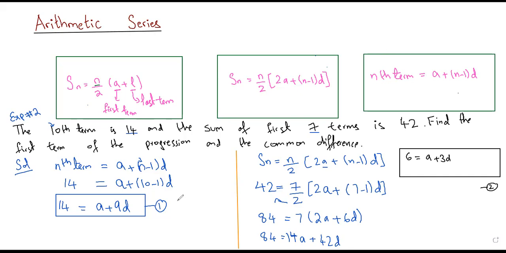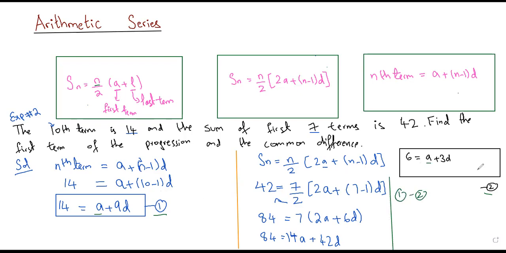Let's do it. This is the first simultaneous equation. This is the second one. Now, how do we solve simultaneous equations? We can use substitution or elimination. Very good. But since a and a are the same, I would prefer using elimination. I'll just do 1 minus 2.